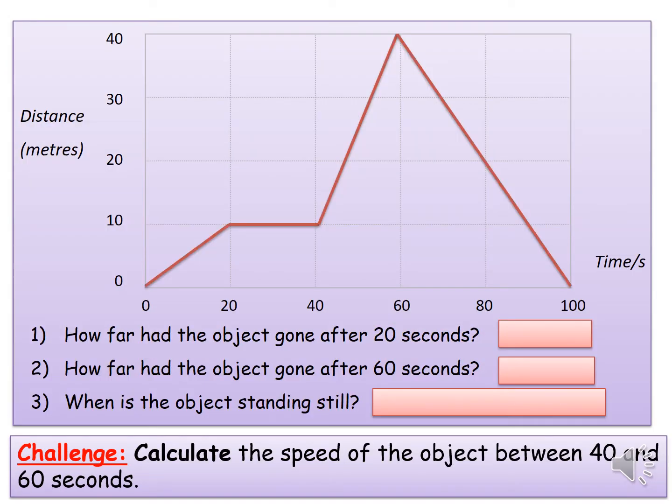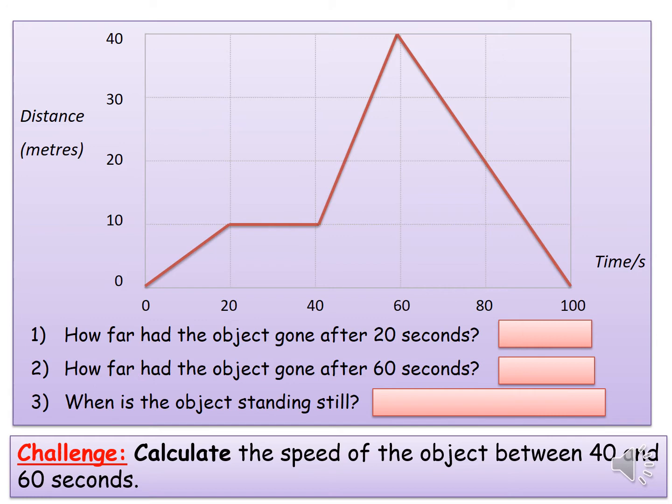On the previous slide, we were describing the movement of the object through a distance time graph. However, sometimes on a distance time graph, you might get asked to describe the distance time graph through numerical values. For example, how far had the object gone after 20 seconds?